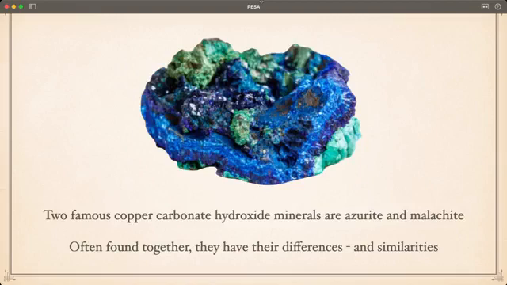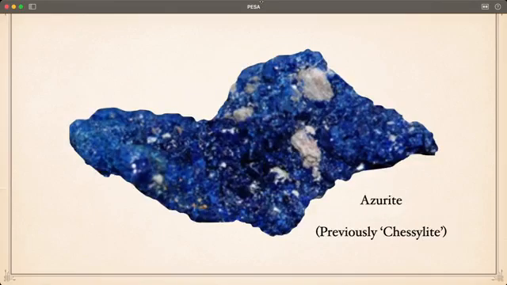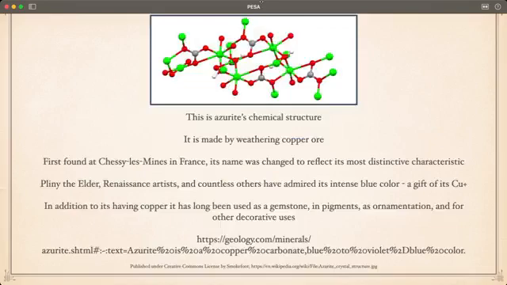Now, two famous copper carbonate hydroxide minerals are azurite and malachite. Often found together, they have their differences and their similarities. First of all, we're going to look at azurite, which is formerly known actually as chessylite. Right up top there is azurite's chemical structure. You can see it looks kind of pretty complicated. It's made by weathering copper ore.